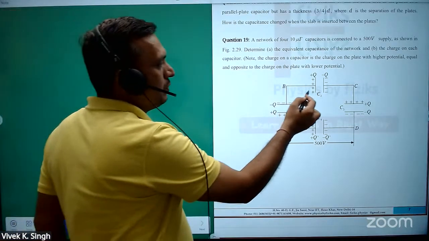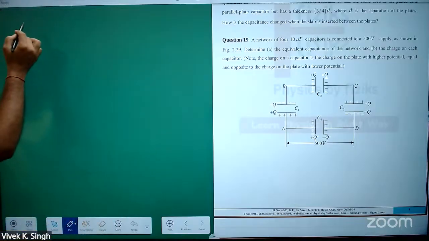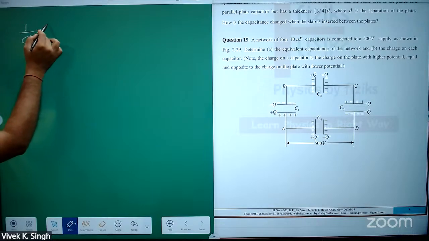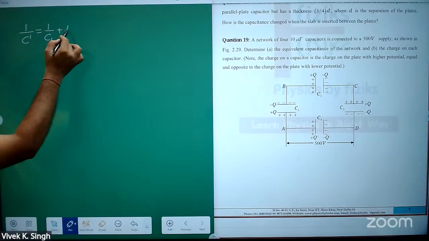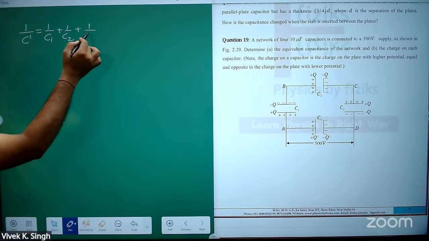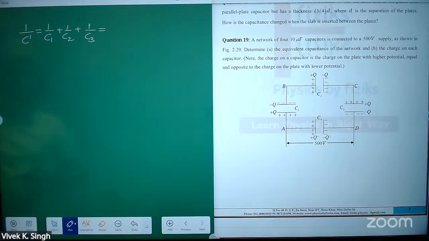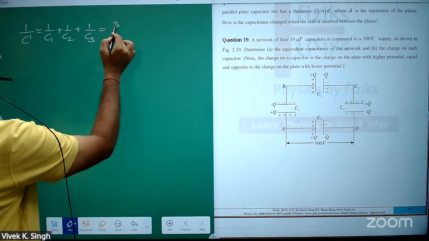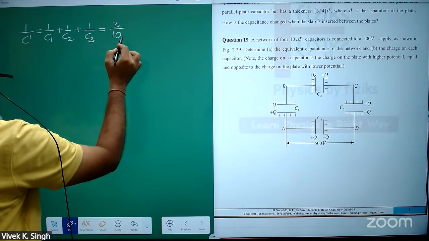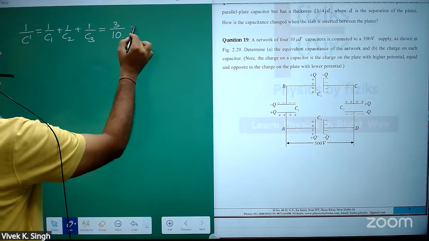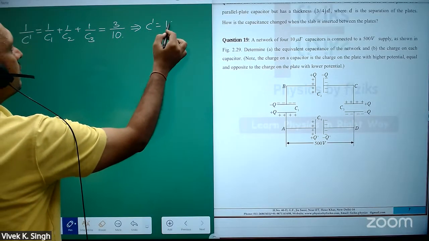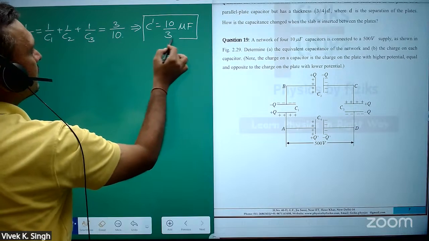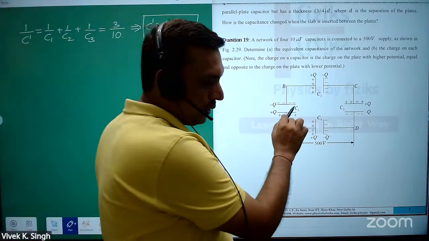equivalent capacitance of C1, C2 and C3, because they are in series? So I will write 1 by C dash will be given by 1 by C1 plus 1 by C2 plus 1 by C3. And they are of 10 microfarad, so this is 3 by 10, and so C dash is 10 by 3 microfarad. This is the equivalent capacitance of C1, C2 and C3.